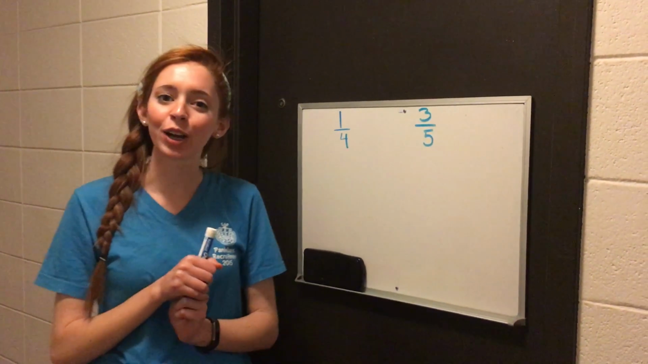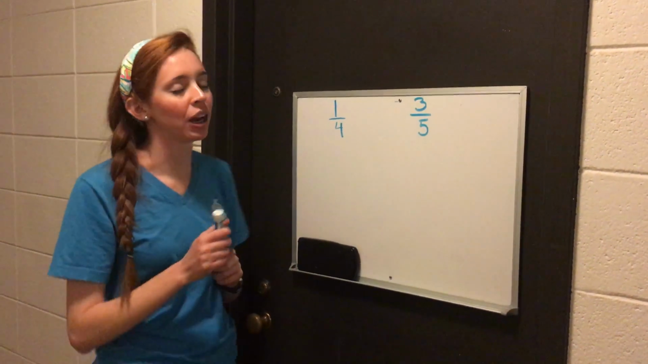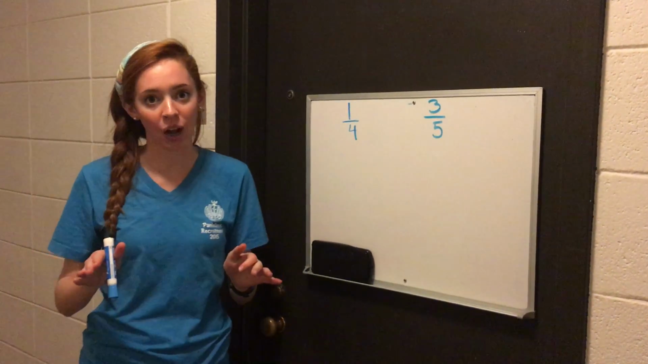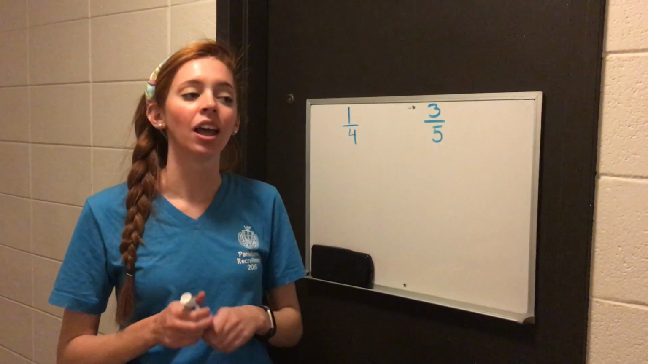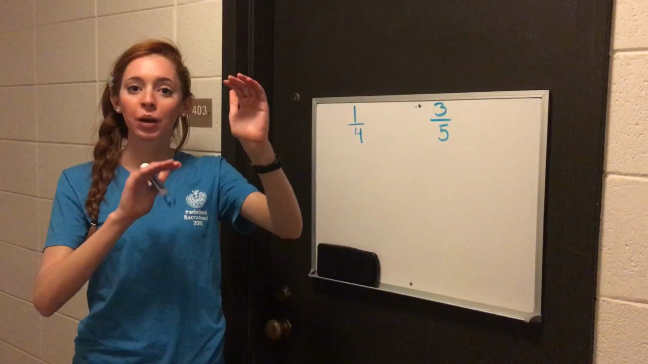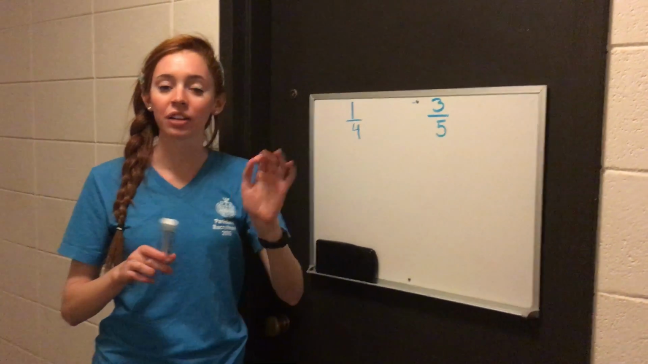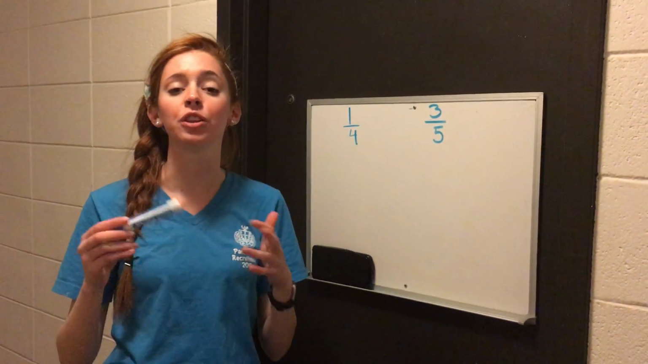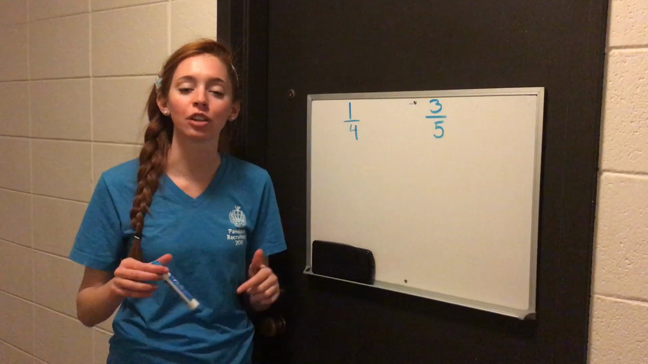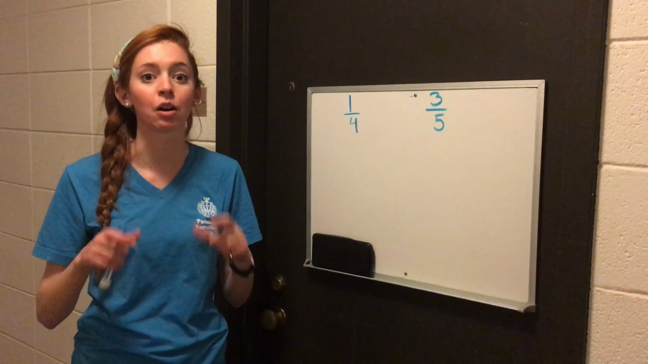Okay, so today we are going to talk about comparing two non-equivalent fractions. A fraction has two parts: the numerator and the denominator. The numerator tells you how many copies there are of the unit fraction. The denominator tells you how many equally sized pieces there are of the whole.